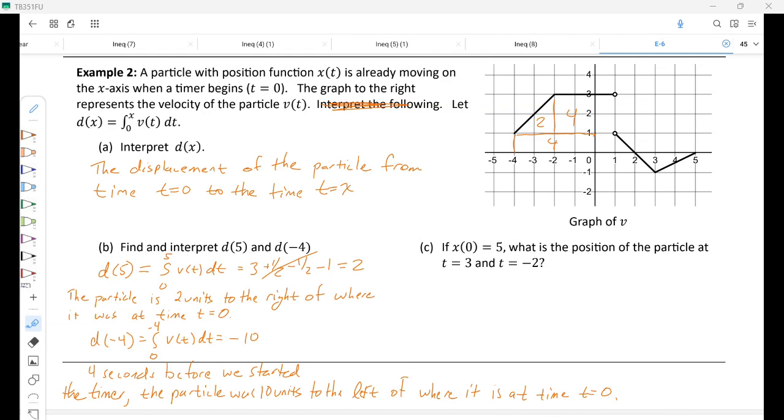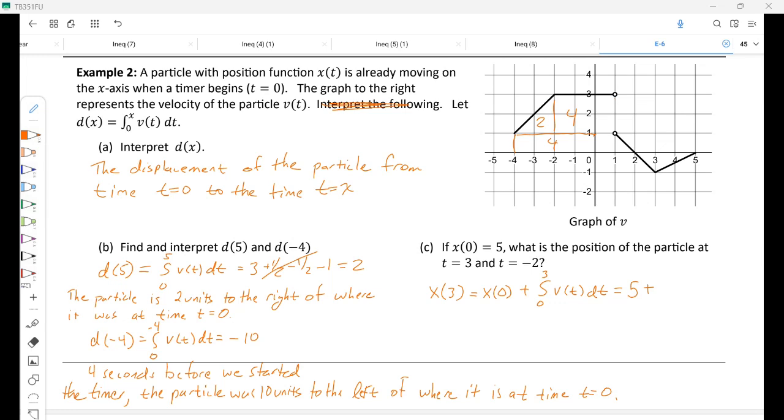So we want to find 2 things. We want to find x of 3, which would be the position at time t equals 3. So we're going to start with the position at time t equals 0 because that's the only position we know. And then add the change over that time period from 0 to 3. And when we integrate velocity, that tells us how much change happens as a result of that velocity. So this is going to be that 5. x of 0 is 5.